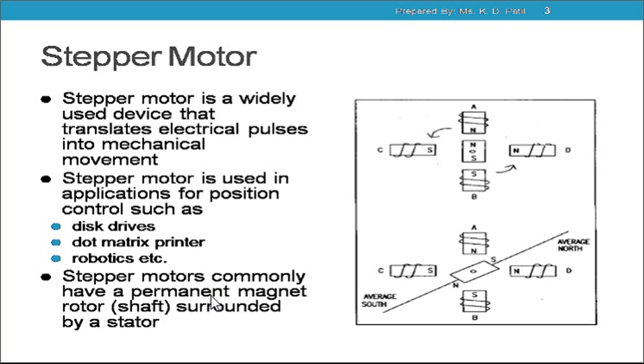Stepper motors commonly have a permanent magnet called a rotor or shaft surrounded by the stator. As you can see in the figure, this magnet, which has a north pole and a south pole, is permanently available in the stepper motor, and that is called the rotor, and around that rotor four stators are available, that is A, B, C and D stators.